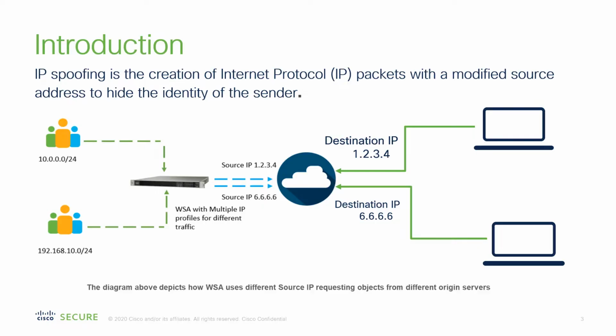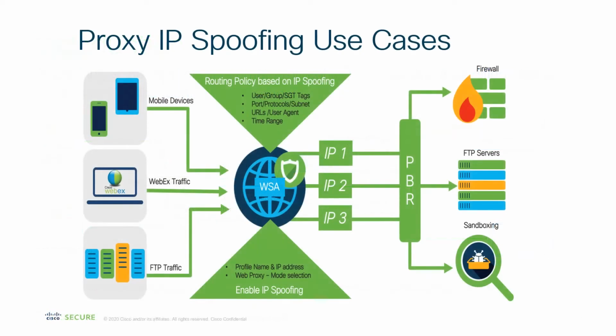IP spoofing simply is creating packets with modified source IP addresses. When it comes to the WSA, it makes a connection to the origin server and uses its own IP address as the source IP by default. When we use proxy IP spoofing, however, we can configure the WSA to use a different source IP so that the request appears to have originated from a client IP or any other custom IP rather than the WSA itself.